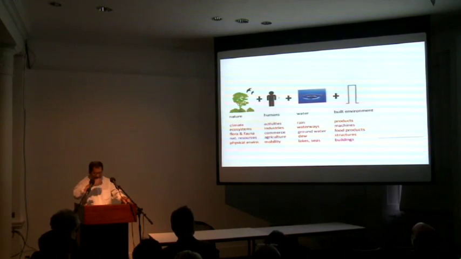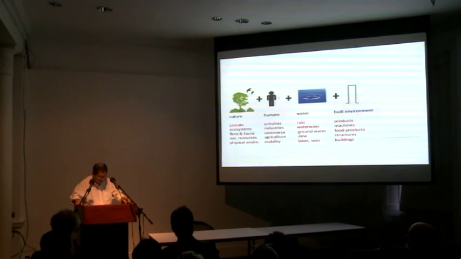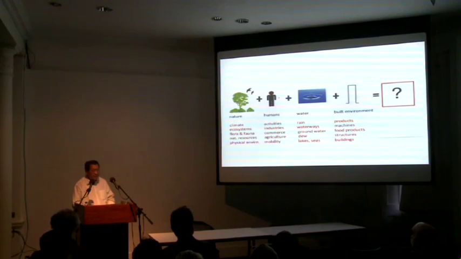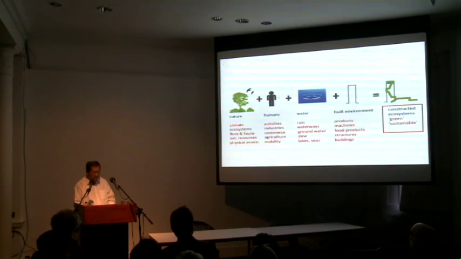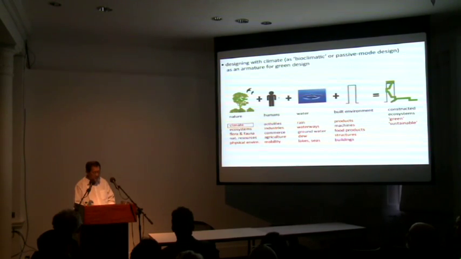I call this the built environment. The built environment is not just buildings, but everything that we make and do as human beings: refrigerators, toys, clothes, machines, and so forth. Bringing all these together into a seamless and benign whole is what green design is about. And this, to me, is the most compelling aspect that we have to address as architects and designers today. The outcome, I call constructed ecosystems, which is a seamless integration of all these four factors into an armature for green design.